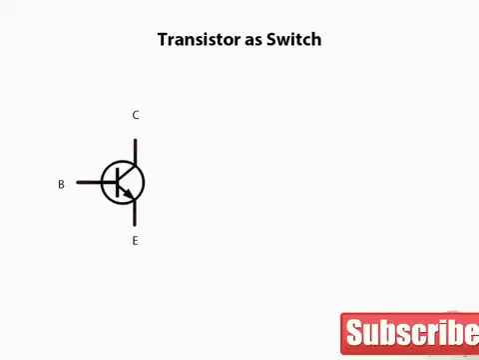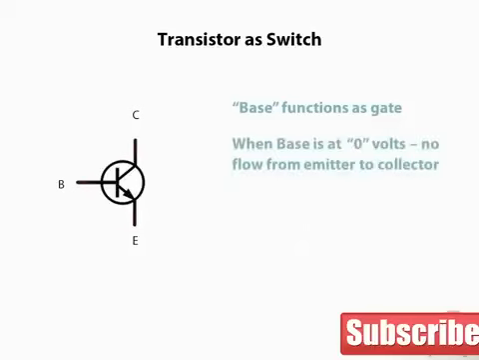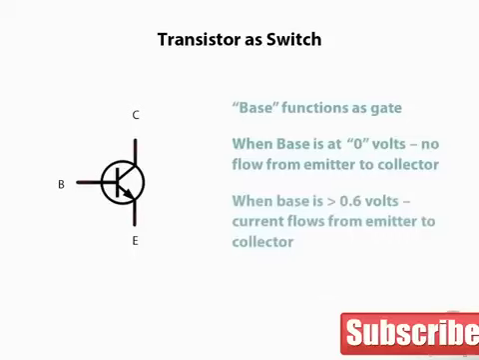In looking at the transistor as a switch, the base functions as a gate. If the base is at 0 volts, common with the emitter, the collector-emitter path blocks any current flow. If the base is at a value greater than 0.6 volts, which is the minimum forward voltage, and common with the collector, the emitter-collector path conducts. We see this in the following examples.